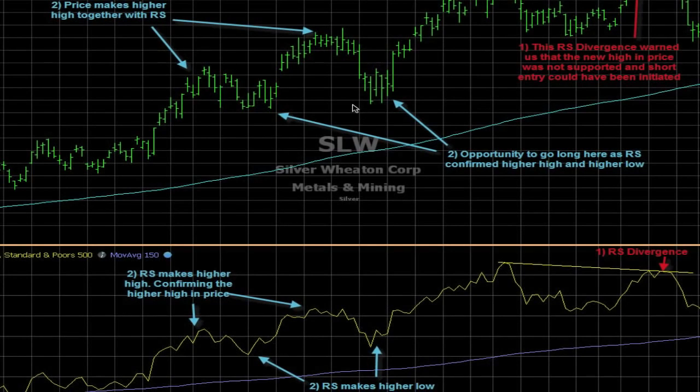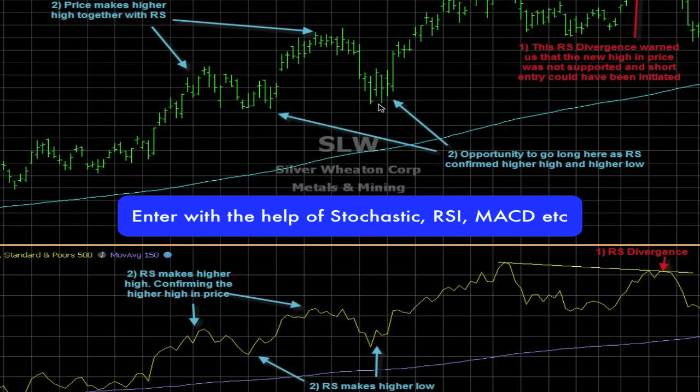Another way to use relative strength for entries is to use it for confirmation of a trend. Here we see price makes higher highs and higher lows, and relative strength makes higher highs and higher lows as well. So you can use this for entries here and here because they're confirmed by the relative strength. You can enter these in many different ways. You can use stochastic, RSI, MACD, crossover, anything.